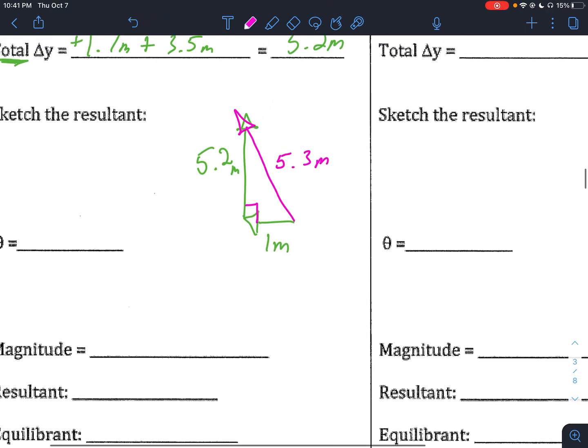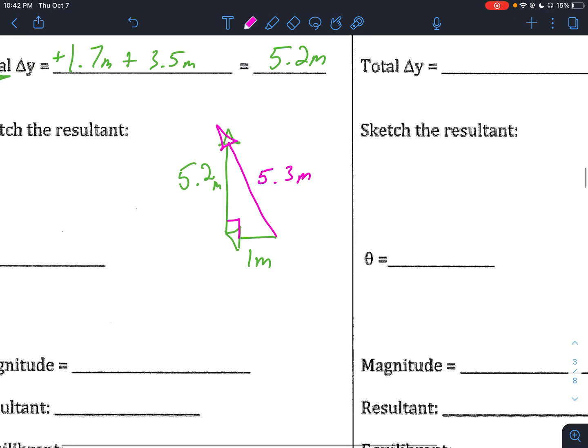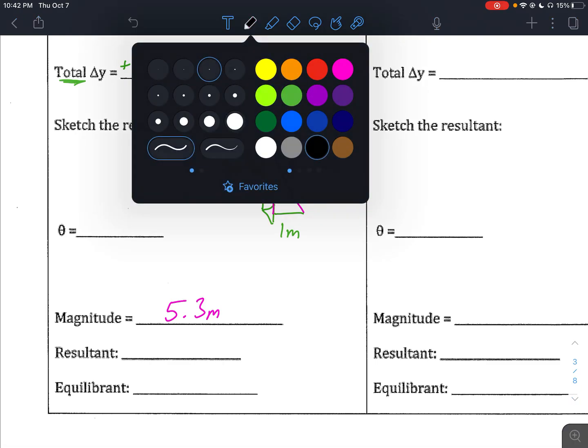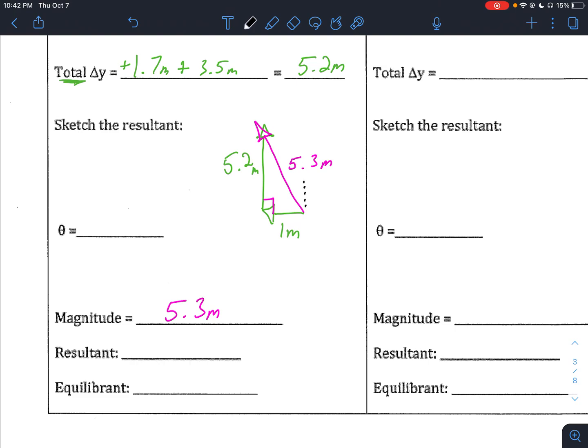All right, so we have the magnitude of our resultant. Now we have to find direction. And again, direction needs to be relative to 0. So we're going to eventually be looking for this big angle here. So I'm going to find this angle. You could find the other one.